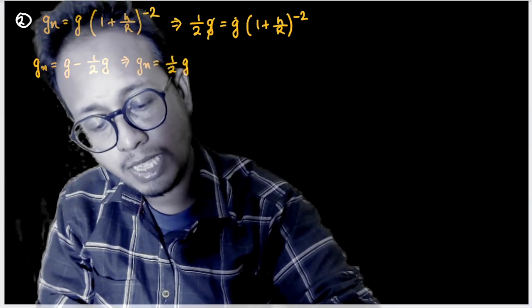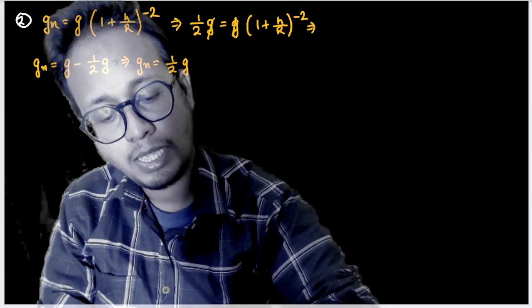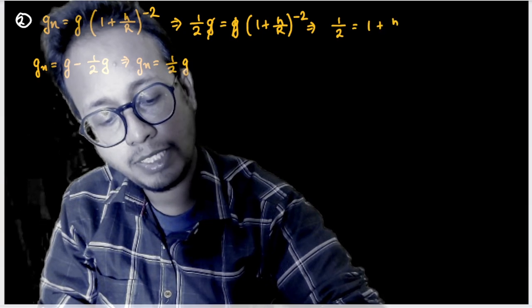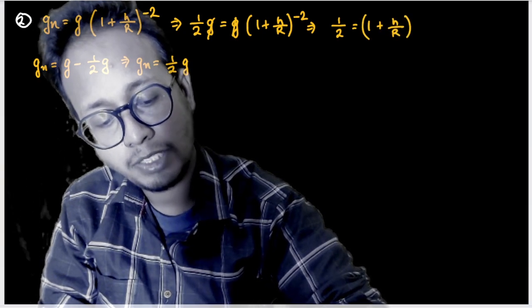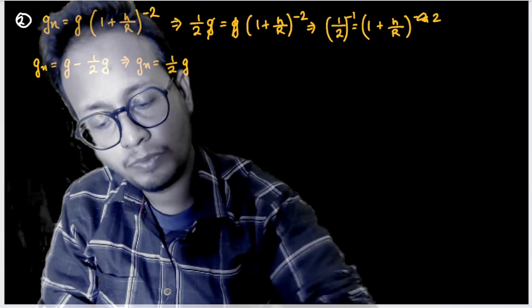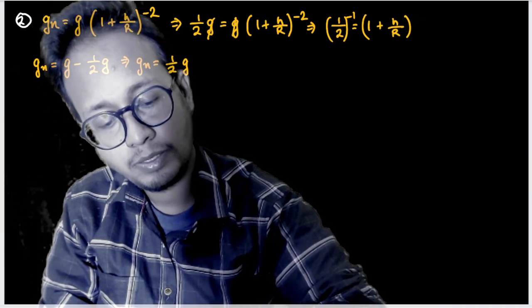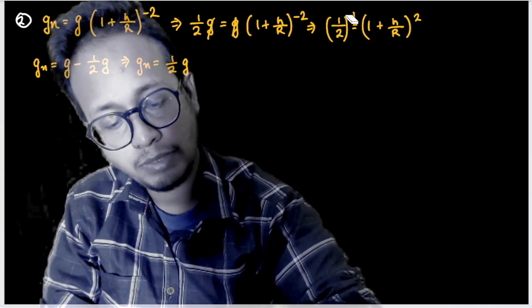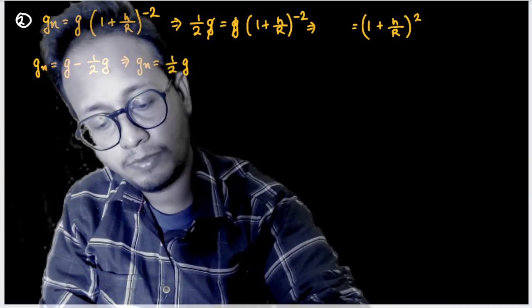Okay, so g and g would get cancelled, and it would be nothing but 1 by 2 is equals to 1 plus h by r to the power minus 2. Okay, if I multiply by minus 1, this would become 2. 1 by 2 to the power minus 1 is nothing but 2 itself.